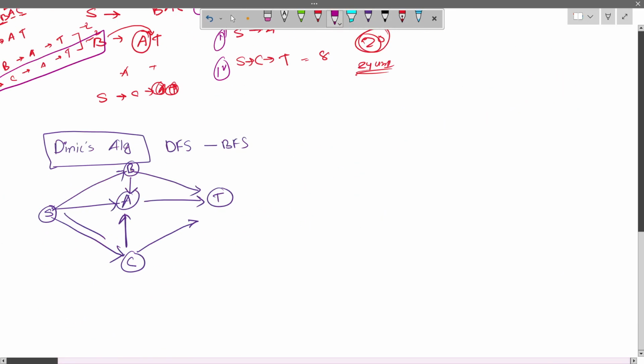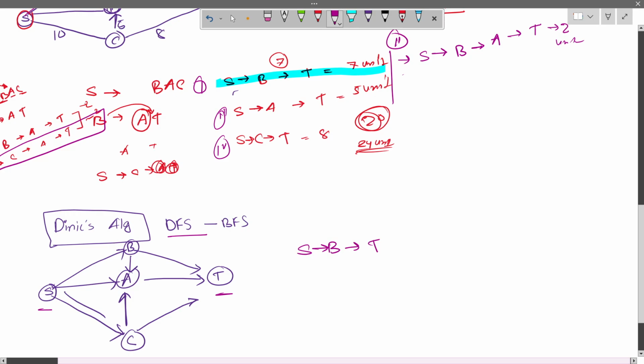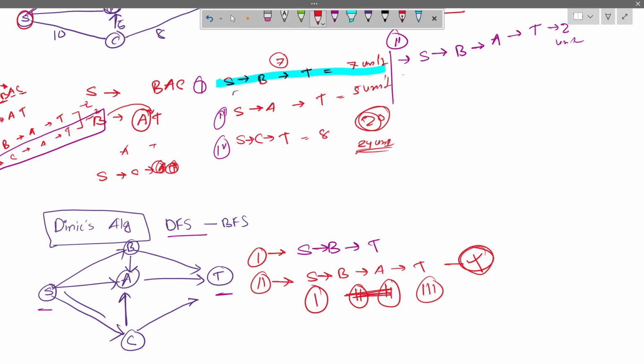But what is it for Dinic's algorithm? First it analyzes the depth. As the source is S and the destination is T, it will go first S to B, B to T. Okay, and here in the Edmonds-Karp, the step 2 is not allowed in Dinic's algorithm. If this one is our first one, we can't apply S to B to A to T as the second one, because it goes depth first. So if this is stage 1, this is stage 2, this one is stage 2 as well, and this is the 3, so it is not allowed here.